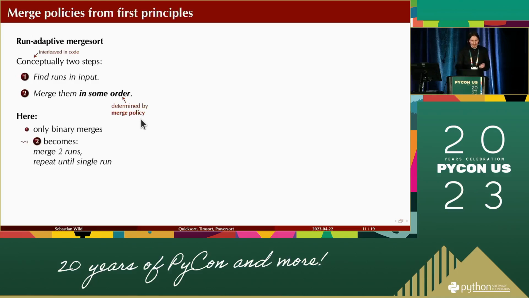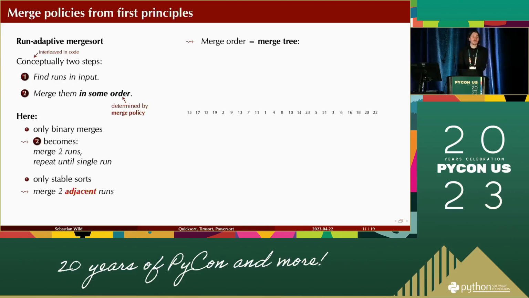Now we can narrow this down a little bit. We only want to merge 2 runs in a row, so everything is a two-way merge. And because we want a stable sort, we are only ever merging adjacent runs. You can think about that: if you merge, say, the 1st and the 17th run, you will mess up stability. That means all these merge policies can nicely be represented by a binary tree.